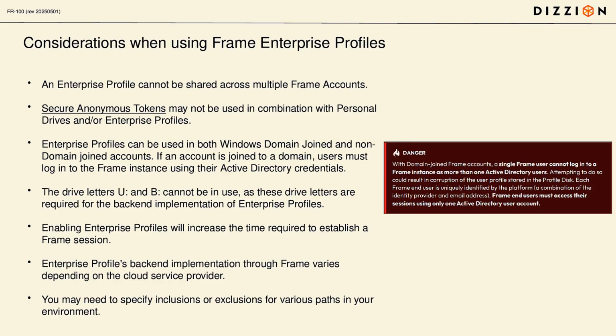As explained earlier, session initiation for enterprise profiles increases the time required to establish a Frame session due to the extra steps needed to attach and overlay the file system. The time will of course vary by size and complexity of what is stored within the profile data. Because the enterprise profiles use a secondary storage mechanism, the backend implementation may vary depending on the infrastructure provider. Lastly, you may need to specify inclusion or exclusions for various paths in your environment to prevent size overruns or simply to optimize the profile disk. Refer to the documentation for more details on how to do this.